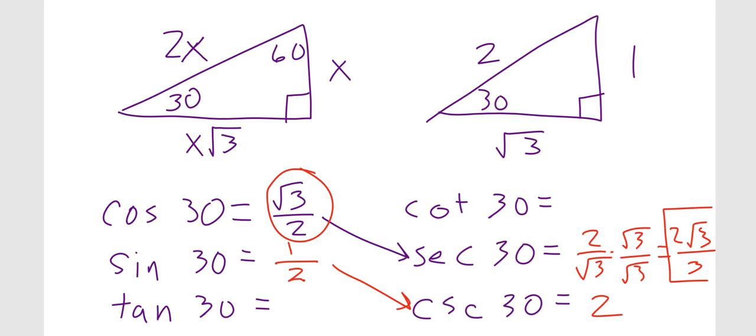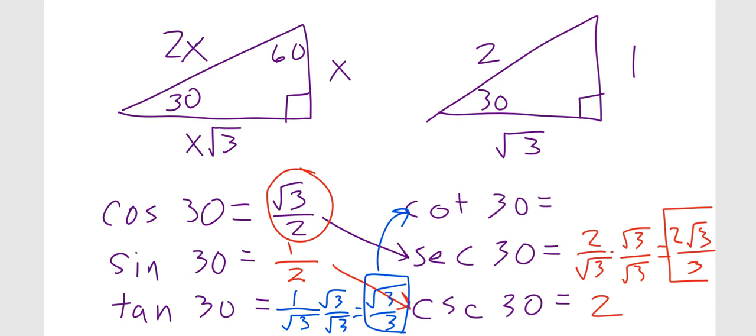How about my tangent? Opposite over adjacent. Now, I think I know what you're getting at. You did this, didn't you? Yeah, so you were ahead of me. I'll catch up to you. You're right. Radical 3 over 3. Good.